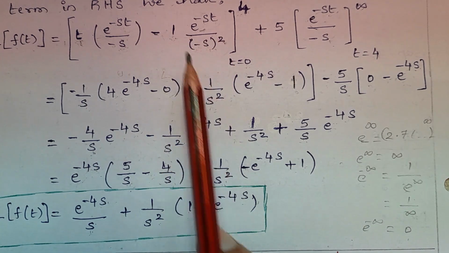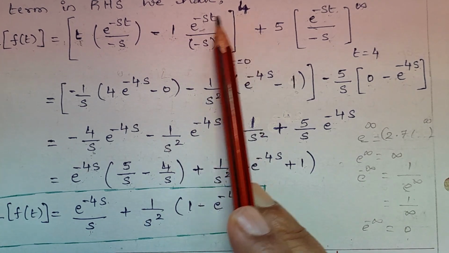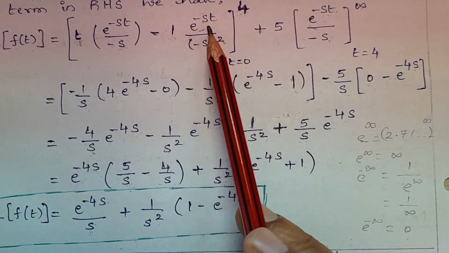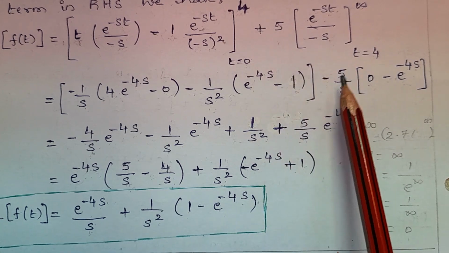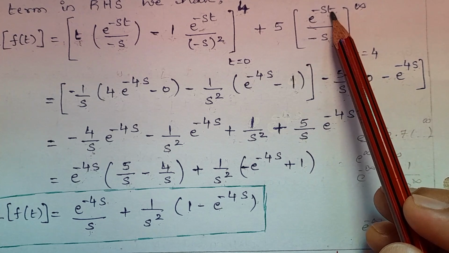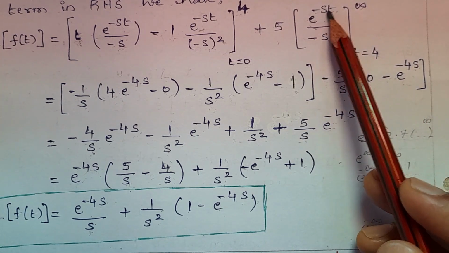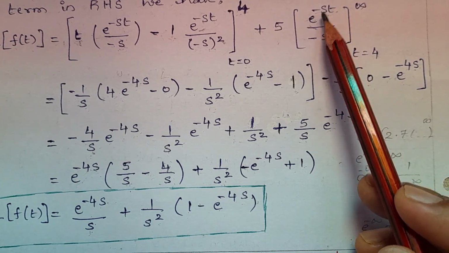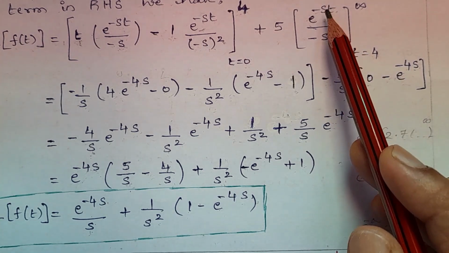Take this side common outside, minus 1 by s square. Apply the upper limit here, e power of minus 4s, minus of lower limit e power of 0 is 1. Plus into minus is minus 5 by s. So next, apply the limits for t: e power of infinity, e power of minus infinity, e power of minus s into infinity is e power of minus infinity, e power of minus infinity is 0.